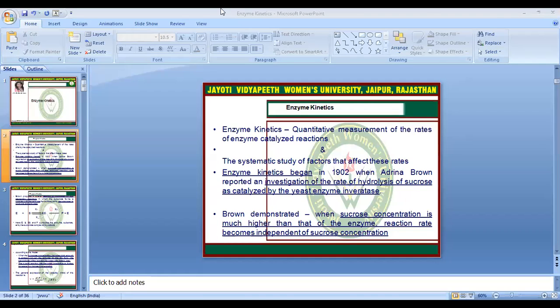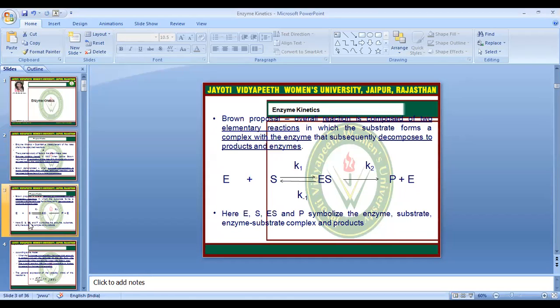Enzyme kinetics is the quantitative measurement of the rates of enzyme-catalyzed reactions, or a systematic study of the factors that affect these rates. Enzyme kinetics began in 1902 when Adrian Brown reported an investigation of the rate of hydrolysis of sucrose as catalyzed by the yeast enzyme invertase. Brown proposed that the overall reaction is composed of two elementary reactions in which the substrate forms a complex with the enzyme, which subsequently decomposes to product and enzyme.